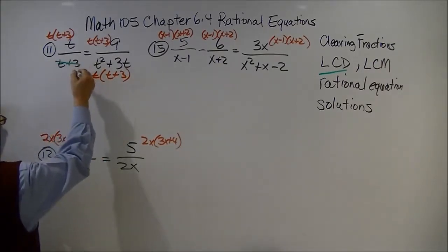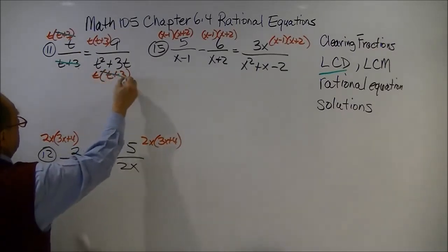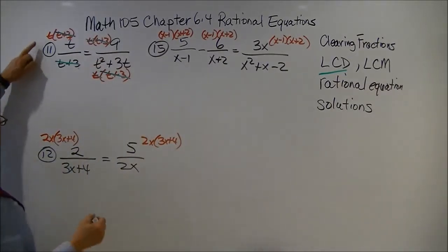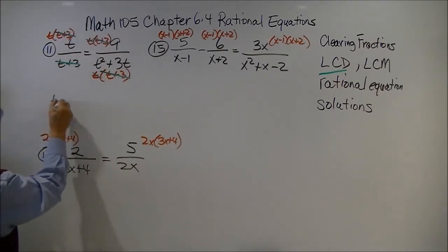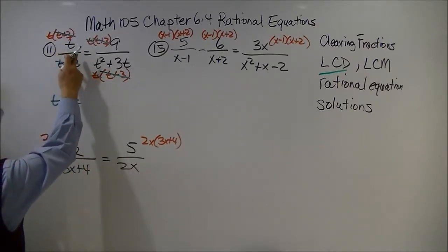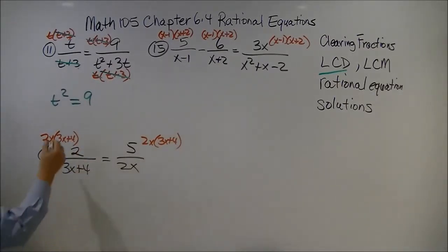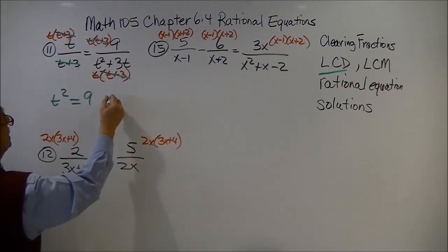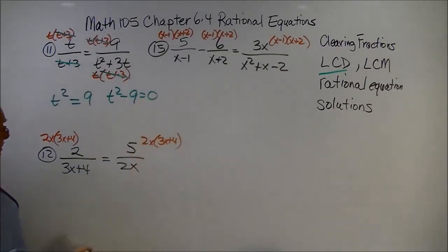The x plus 3 will cancel with that. Here, all of this cancels. And here we're left with t times t, which is t squared. And t squared here is going to equal 9. To put that in standard form, I'll save a little room and put it here. T squared minus 9 equals 0.